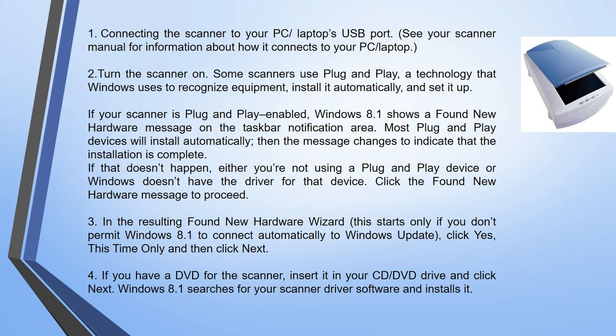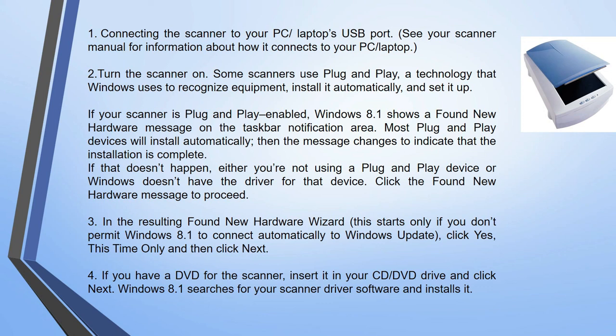In the resulting found new hardware wizard, which starts only if you do not permit Windows 8.1 to connect automatically to Windows Update, click the yes option, this time only, and then click the next option. If you have the DVD for the scanner, insert it into your CD or DVD drive and click the next option. Windows 8.1 will search for your scanner driver software and install it on your system.